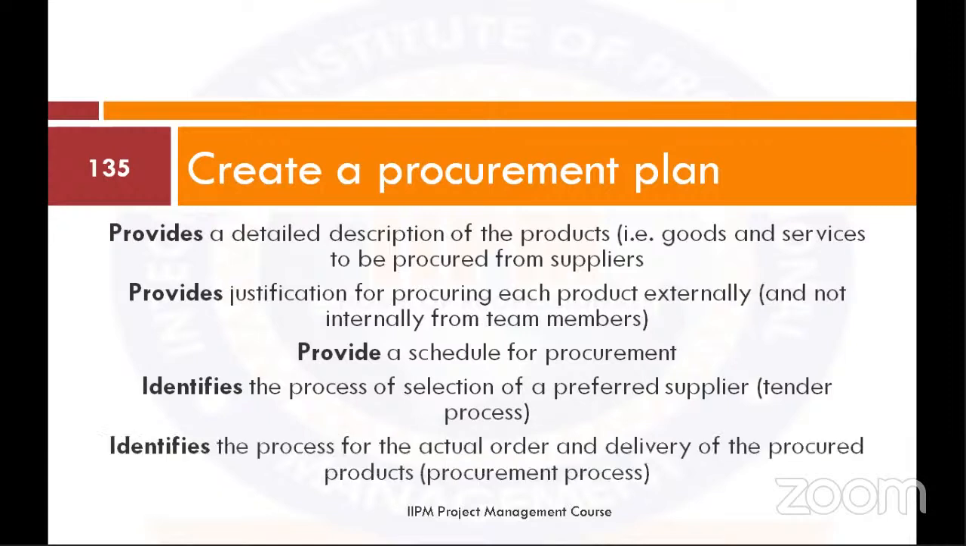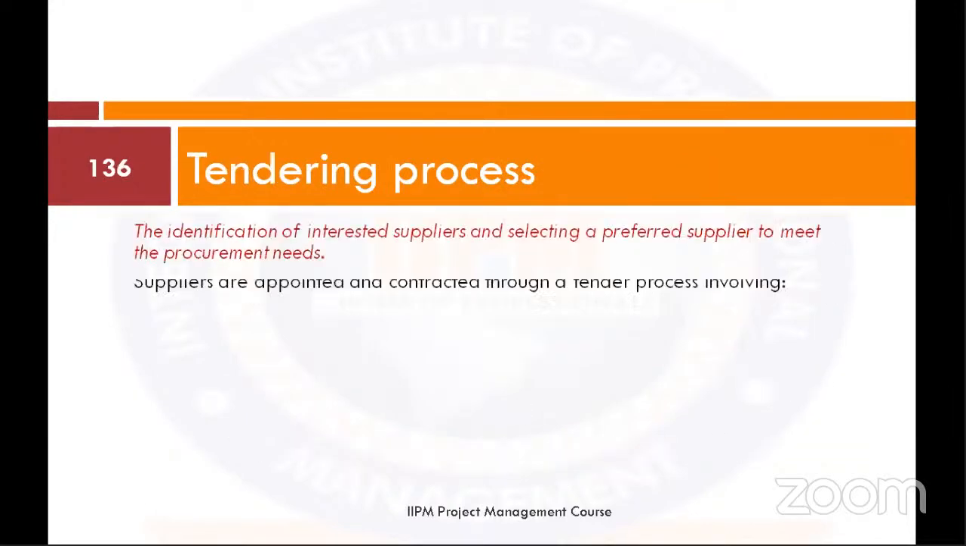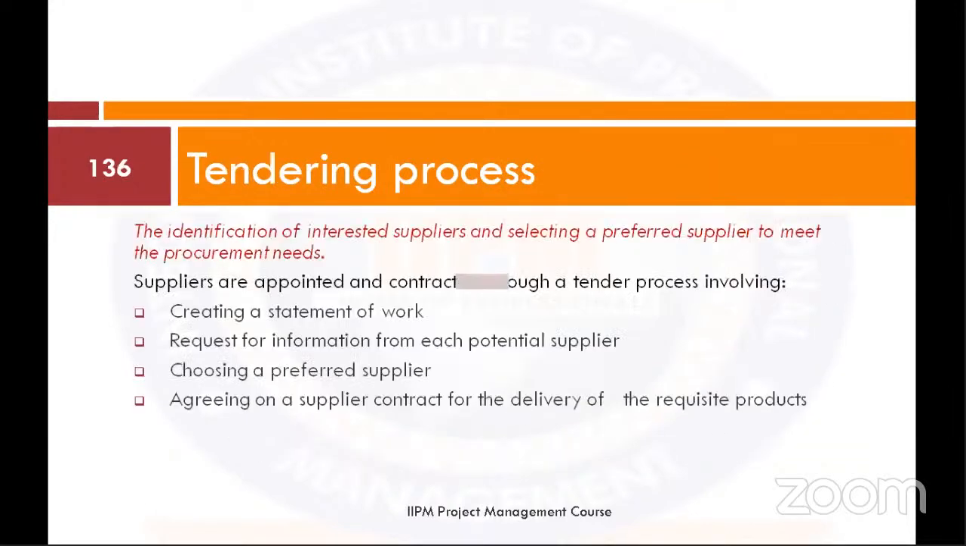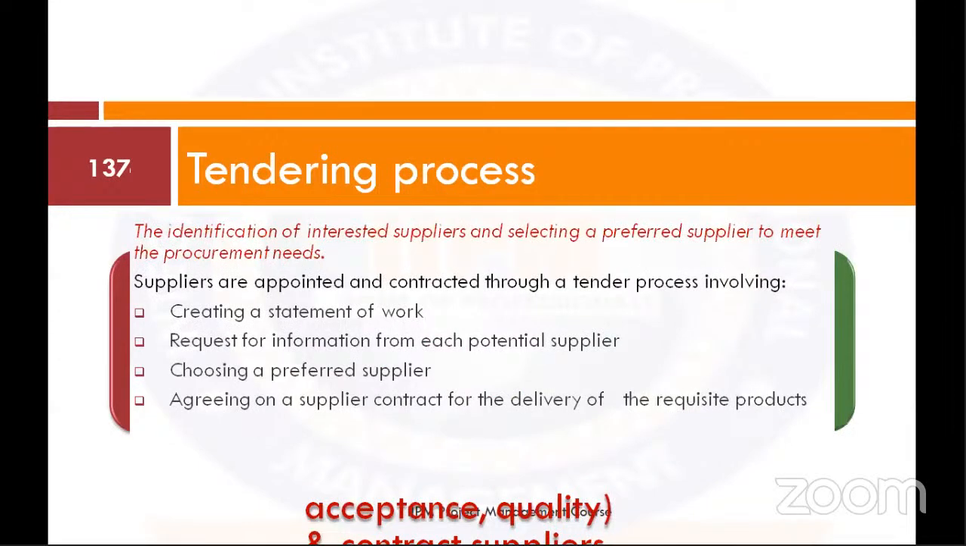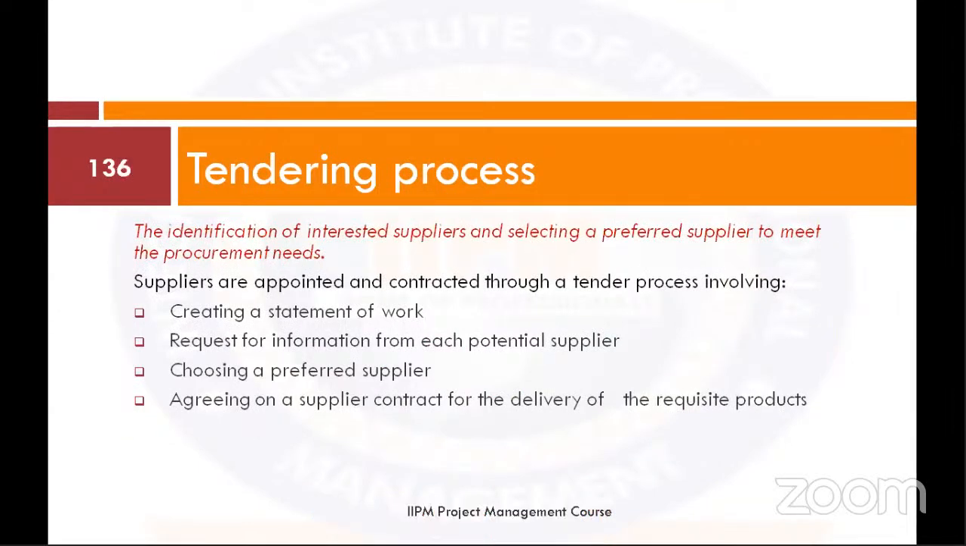Then identifies the process for actual order and delivery of the procured products, which is the procurement process. Then finally, we'll have the tendering process, where you identify the interested suppliers and then select the preferred suppliers based on their ability to meet the procurement needs.